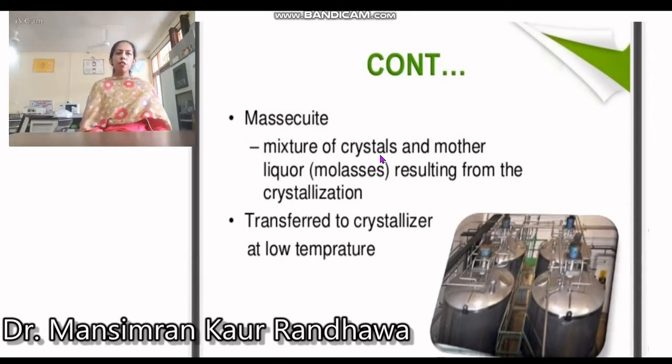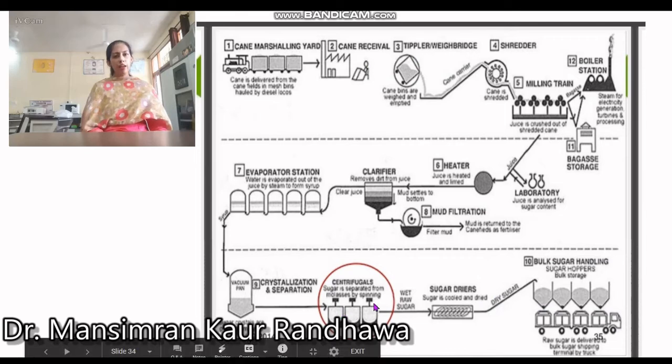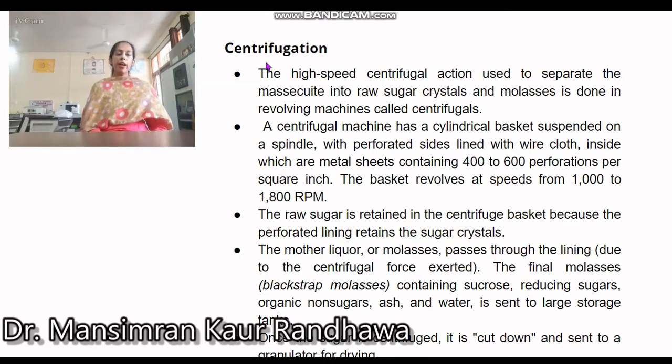Massecuite, the mixture of crystals and mother liquor, that is molasses, resulting from the crystallization, is transferred to the crystallizers. These are the crystallizers at low temperature. Now we are here, that is the process known as centrifugation. These are the centrifugals in which we are going to get the third byproduct, that is the molasses. High speed centrifugal action is used to separate the massecuite into raw sugar crystals and molasses in revolving machines called centrifugals.